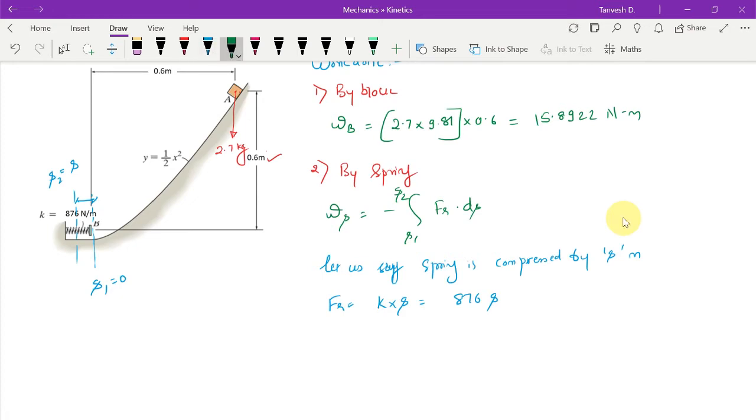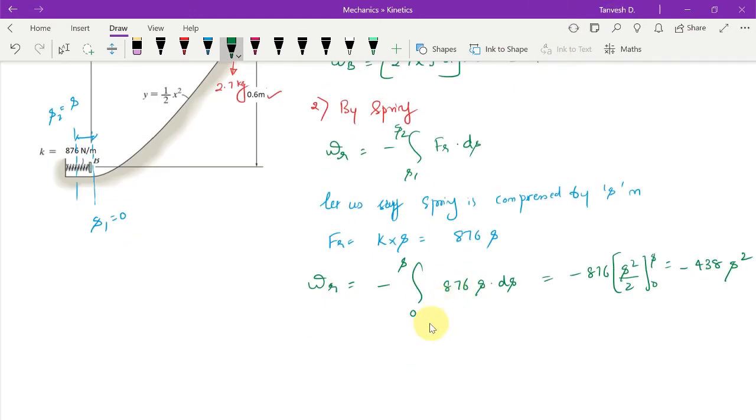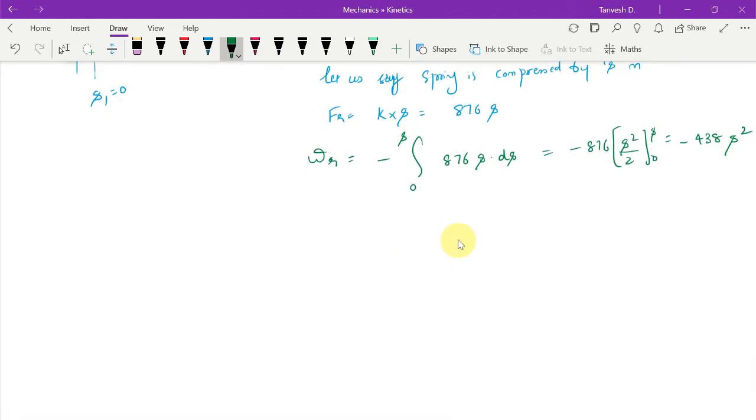So Ws, we generally represent this by Wr, right? Resistance. Wr is negative of integral from S1 is 0 to S, Fr will be 876 S times ds. So it is minus 876 S square by 2, 0 to S. So minus 876 by 2 is how much? 438, right? So minus 438 times S square. Okay, this is the work done by the resistance. When we add both of them, that will give us the total work done.